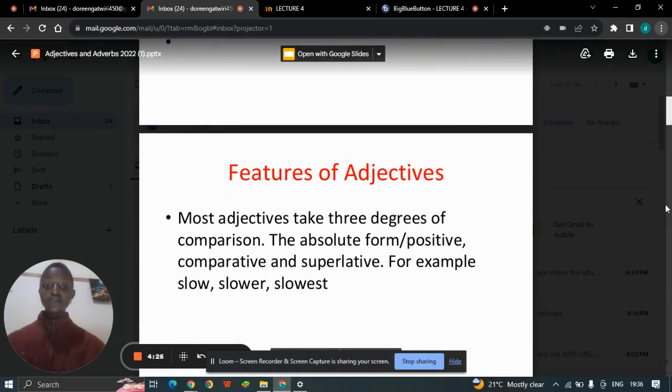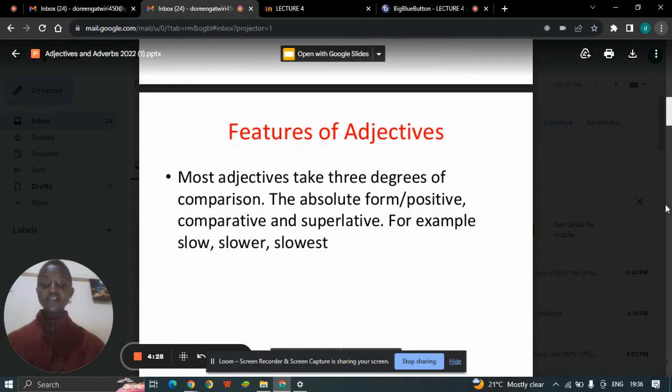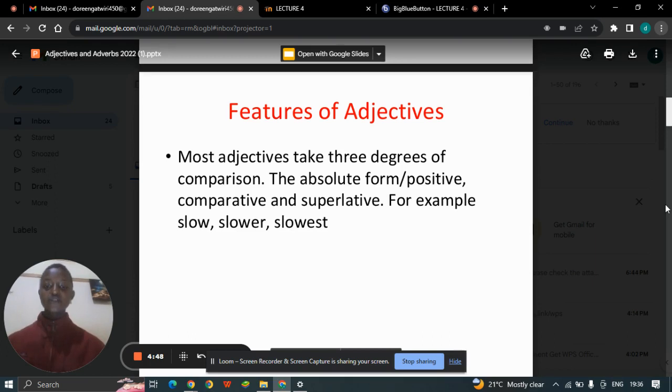Now the features of adjectives, feature one: most adjectives take three degrees of comparison. The absolute form, that is the positive, the comparative, and the superlative. For example, slow, slower, slowest. The absolute is slow, the comparative slower, the superlative slowest.